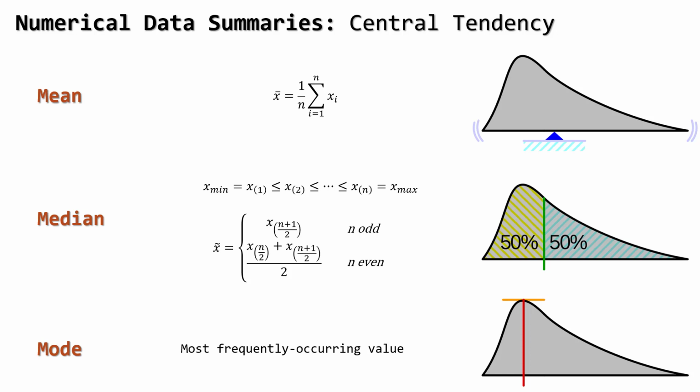The median is the point where 50% of the data are on either side. For symmetrical data, the mean and the median are the same value. The mode is the most frequently occurring value. For discrete data, this might be pretty simple to compute. You simply find the value that occurs the most often.